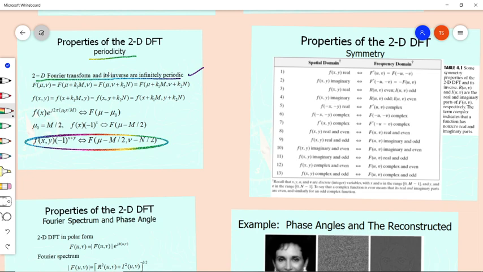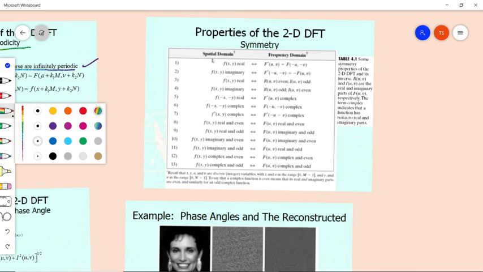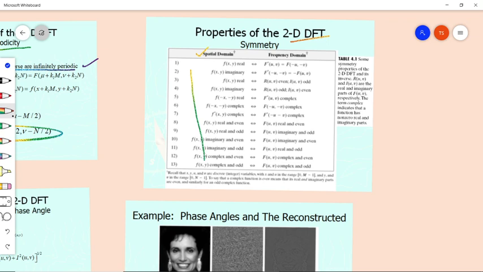Then coming to the symmetry property. No need to write down all these symmetry properties of the spatial domain and frequency domain. The symmetry properties of the 2D DFT within the spatial domain are all these, and within the frequency domain, which is equivalent to the spatial domain, are these. Here we need only a few symmetry properties. Pause the video just to see what is real in the spatial domain, which is symmetric in the frequency domain.